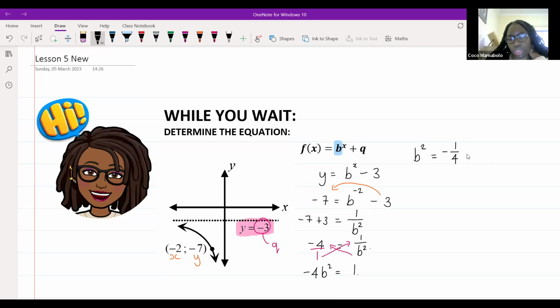What has Teacher Coco done that's weird here? Because technically I'm not going to be able to find the square root of a negative number. Oh, I see what I did. I see what I did. Okay, so maybe let's not make this 1 over b squared. We should keep it as b to the -2, because then that will help us to find the answer that we're looking for here.